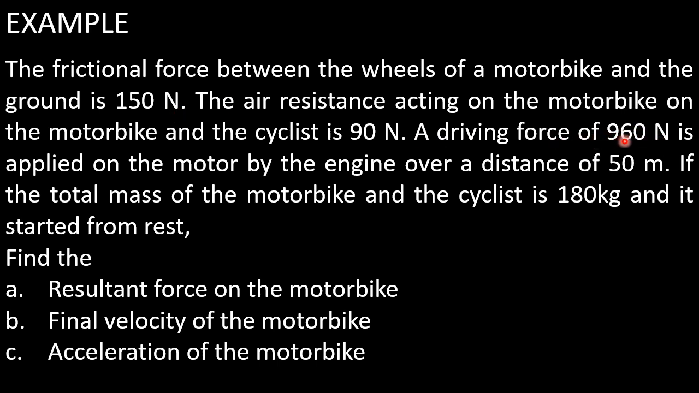To find the resultant, you just take the driving force, 960 newtons, and the opposing force, which is the sum of the two: the 150 newtons, which is friction, and the 20 newtons, which is due to air resistance. So you add these and subtract from 960. These are vectors, so you have two forces acting in the same direction, opposing another force of 960 newtons. It will give you the resultant force.